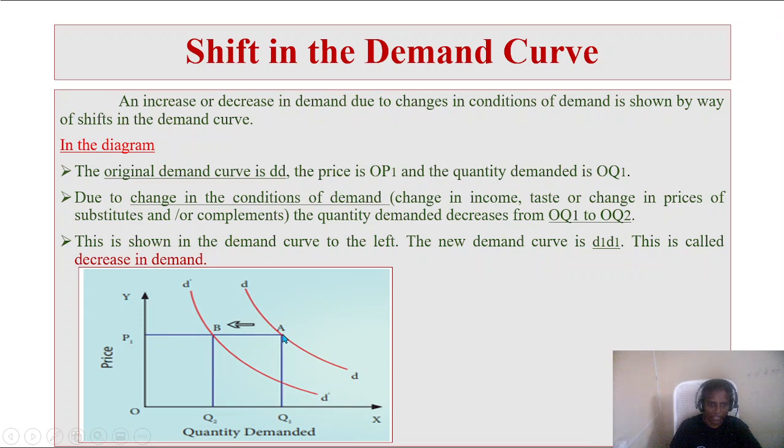So whenever there is a change in the income of the consumer, taste, and changes in the prices of the substitute goods, what happens? The quantity demanded decreases from point A to point B. This we call the shift, a decrease in demand, and the structure will be a decrease in the demand curve. So this is the shift in the demand curve.